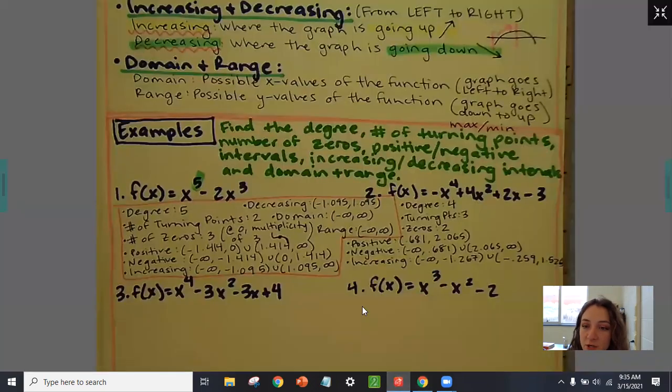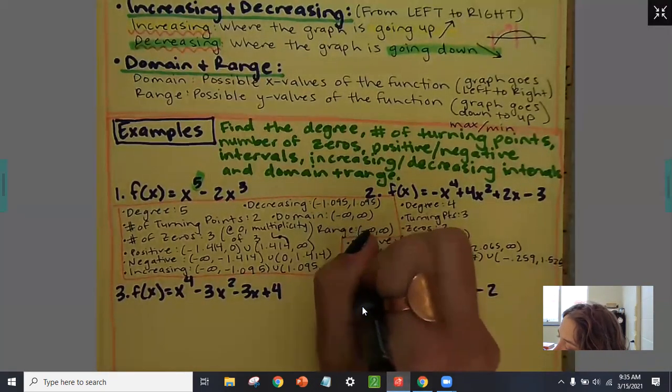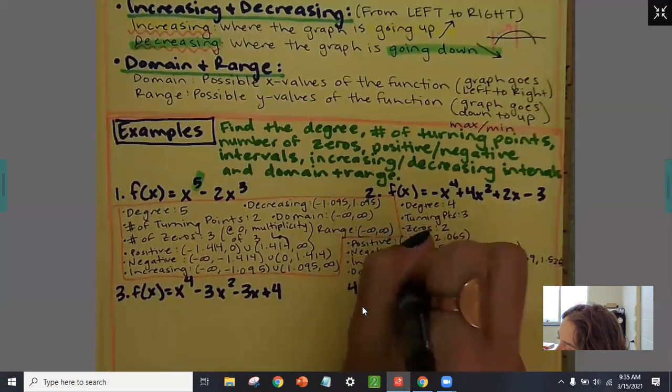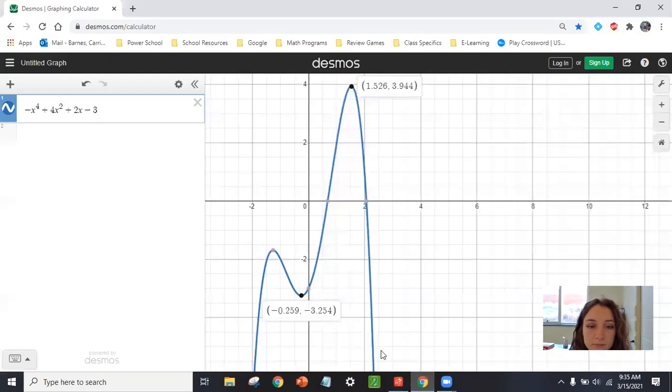And now we're going to look at our decreasing intervals. Okay, so this first one, it was increasing, then decreasing here. So from negative 1.267 until negative 0.259. Okay, then it's increasing, and then it's decreasing again from 1.526 all the way until positive infinity. So from 1.526 to positive infinity.